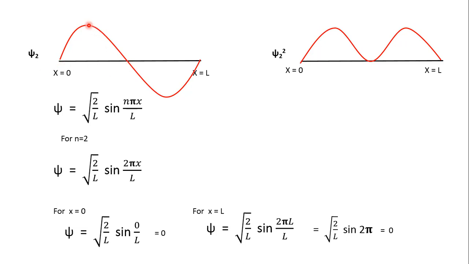This is sin 0, this is sin pi. So this is sin pi by 2, which is a positive value. This is sin pi, this is 2 pi, sin 2 pi. This is sin 3 pi by 2, that is sin 270 degrees, which is a negative value. When we take the square of the wave function, the square of the positive term is a positive term. The square of the negative term is also a positive term, and all the terms are positive.